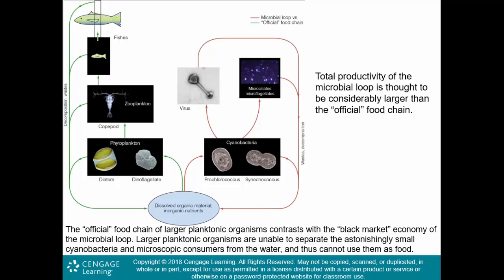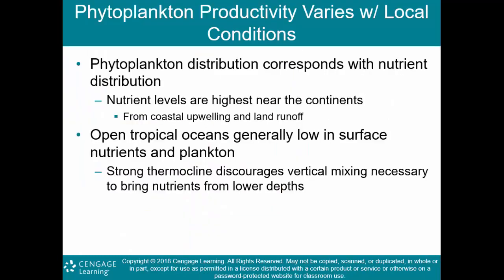There's some crossover there at the smallest level, but fishes don't eat the microplankton. So larger planktonic organisms are unable to separate the very, very small cyanobacteria and microscopic consumers from the water, so they don't use them as food. Other plankton may use them as a type of food.